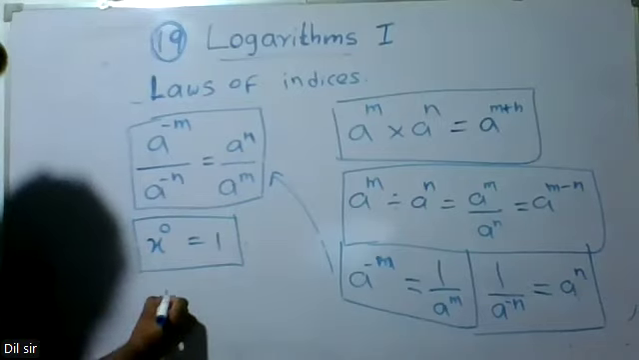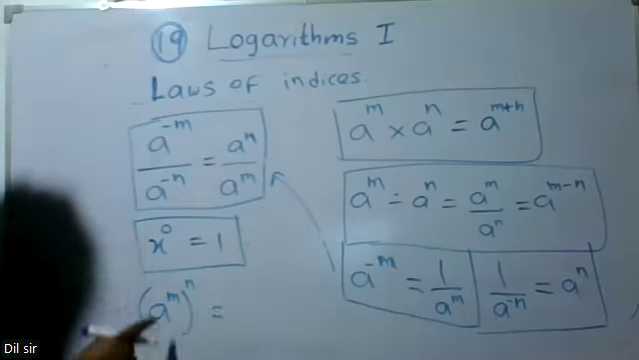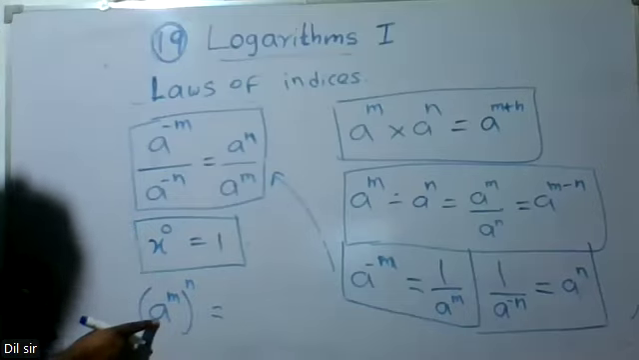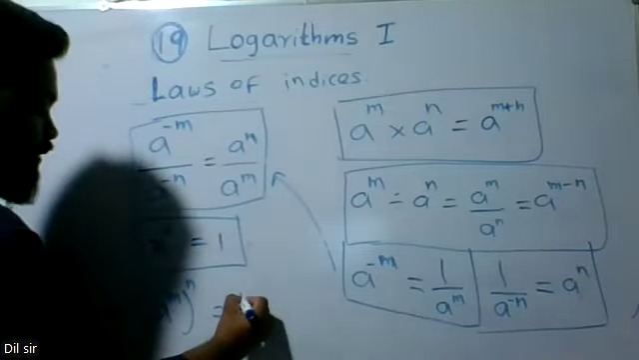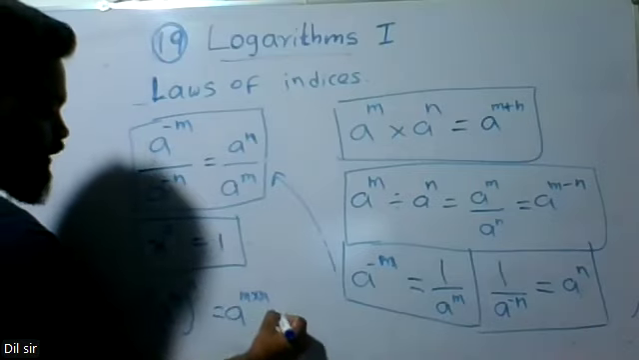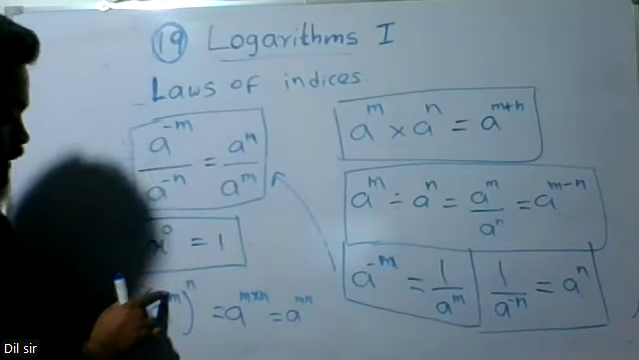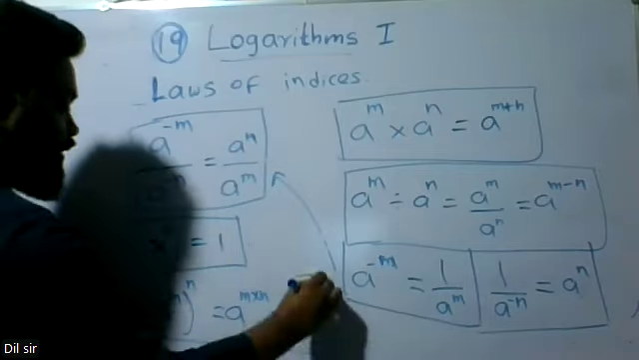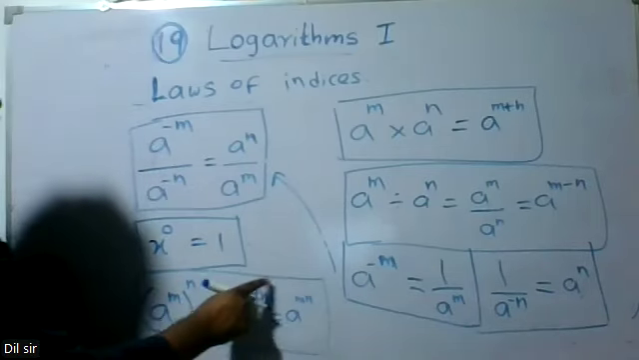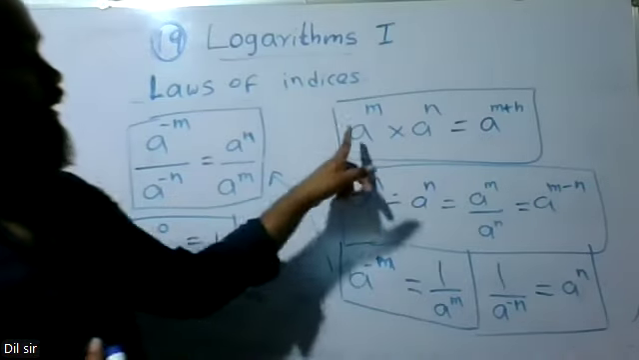a to the power m to the power n. What are the two powers? The base is a. First index is m, second one is n, they should be multiplied. a to the power m times n, so m times n is mn. Power of a power, there is another power on a power, and this is called power of a power. What happened? m times n is mn. Right, these are the laws.